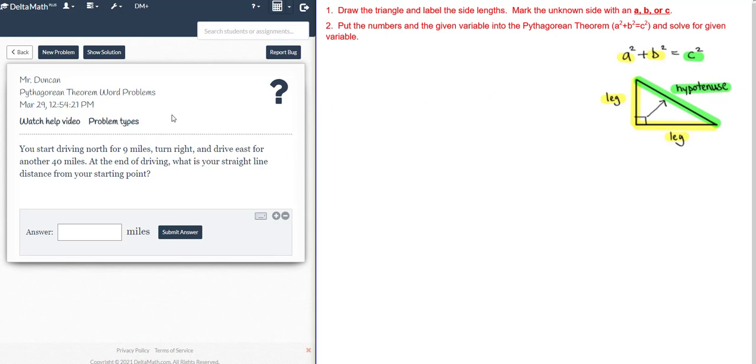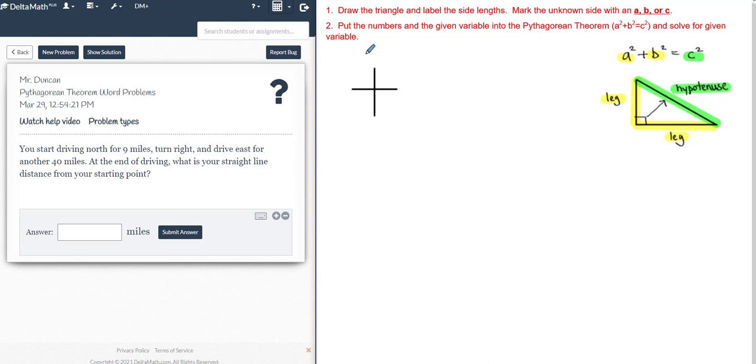Pythagorean theorem word problems. You start driving north for 9 miles, turn right, and drive east for another 40 miles. At the end of driving, what is your straight line distance from your starting point? So, first order of business, let's give ourselves a compass and just review the directions on a compass.